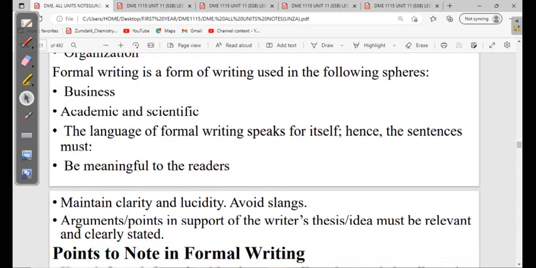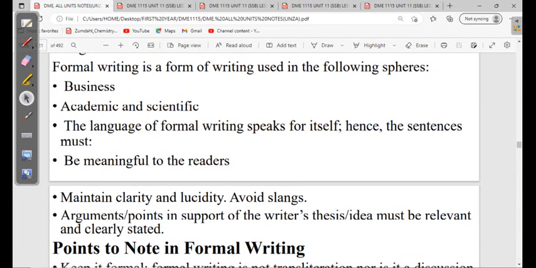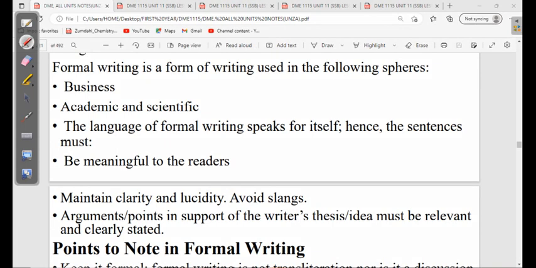Because the people you are writing to, if you are applying for a job, don't have that time. There are a lot of other people who have also applied. So they want to see just the main points and you get straight to the point. Formal writing is a form of writing used in the following spheres: we use it in business, and in academic and scientific research. The language of formal writing speaks for itself, hence a sentence must be meaningful to the reader. So you don't need to show off that you have a good vocabulary.